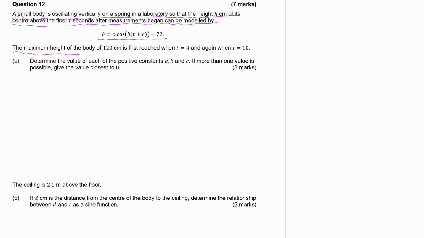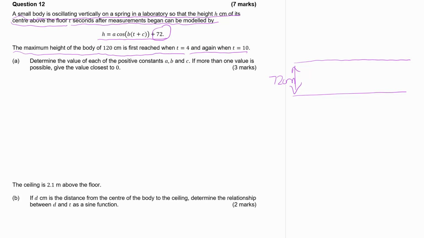The maximum height of the body of 120 centimeters is first reached when t equals 4, and again when t equals 10. So if this is the floor of the laboratory, the mean line for the oscillations is 72 centimeters. We can tell that from the plus 72.